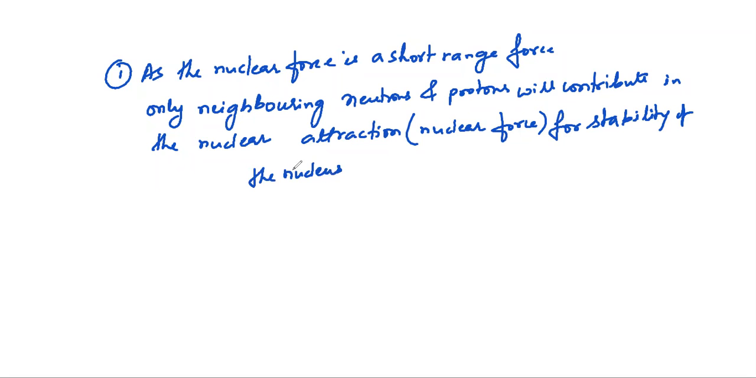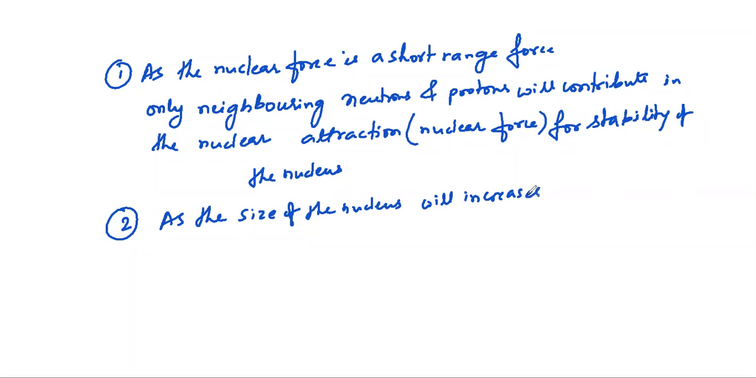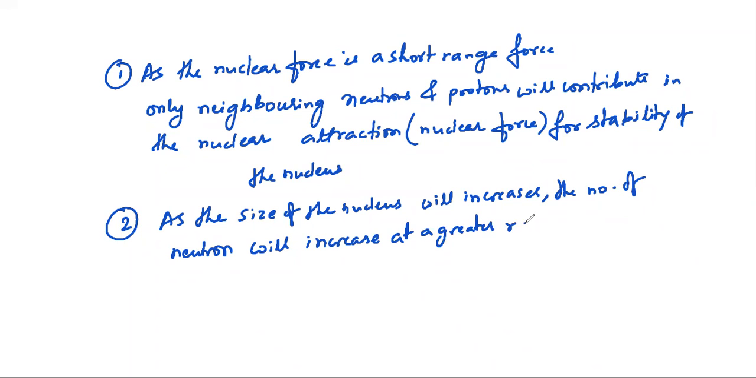तो इसलिए जैसे जैसे साइज बढ़ेगा, as the size of the nucleus will increase, the number of neutrons will be more as compared to protons. प्रोटॉन नहीं बढ़ सकता, ऑल्दो प्रोटॉन कंट्रीब्यूट्स इन न्यूक्लियर फोर्स, पर वो बढ़ गया तो न्यूक्लियस टूट जाएगा, क्योंकि वो रिपल्सिव फोर्स भी तो क्रिएट करता है, इलेक्ट्रोस्टैटिक फोर्स ऑफ रिपल्सन. इसलिए न्यूट्रॉन का बढ़ना जरूरी है. सो एज द साइज ऑफ द न्यूक्लियस विल इंक्रीज, द नंबर ऑफ न्यूट्रॉन विल इंक्रीज at a greater rate as compared to the number of protons.